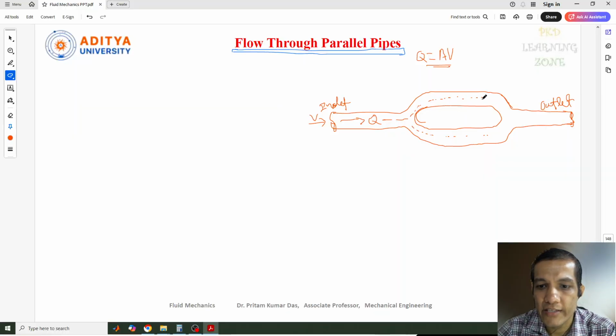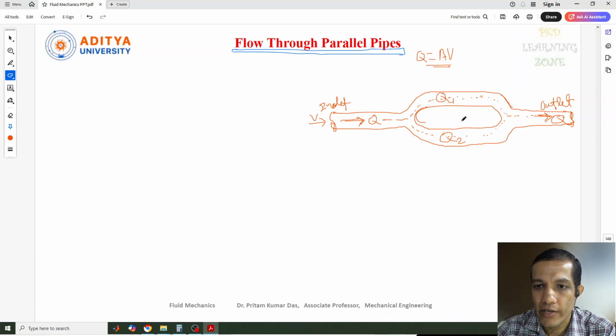After covering a certain length, these two pipes are called parallel pipes. After that, the flow is joined again in the downstream or end region. And here also the same Q comes out, the same Q that was here. So when it is divided into two branches, we can consider Q1 and Q2, and here Q again. This Q is divided into Q1 and Q2.